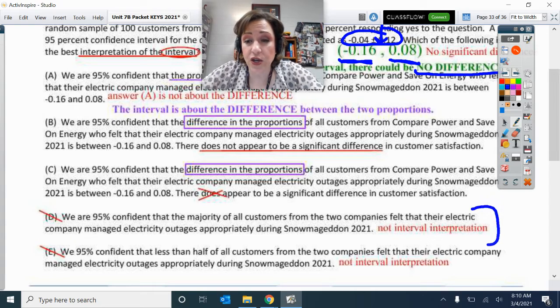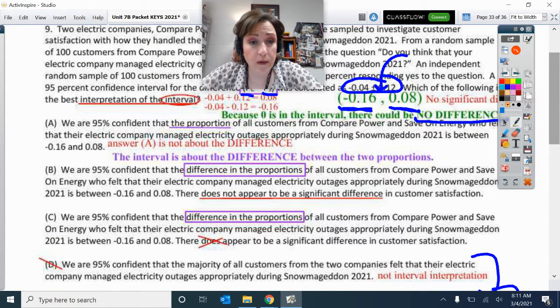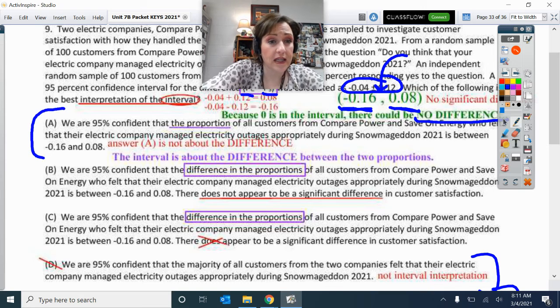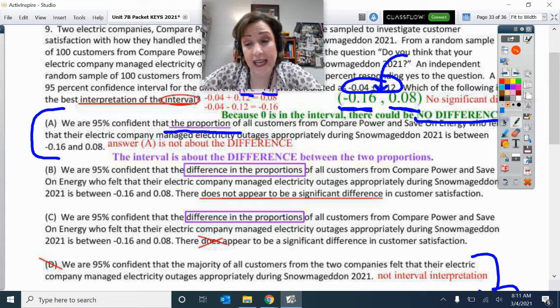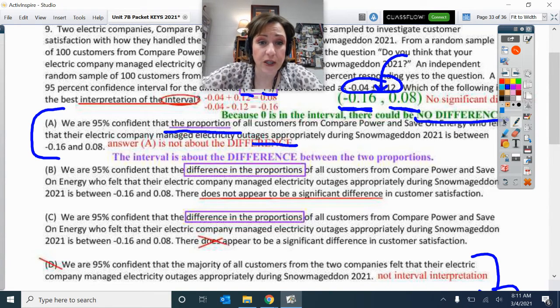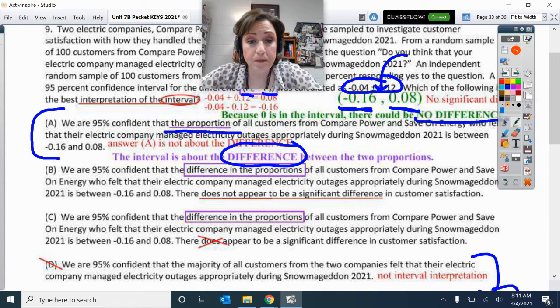So these right here, they did not interpret the actual interval with the negative 16 and the positive 8. So that's why those were out. Then of the 3 remaining ones, this one, if you read carefully, just talked about the proportion of customers of compare and save on. It doesn't talk about the difference between them. So we're now down to B and C.